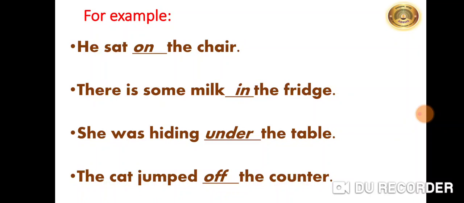Next, she was hiding under the table. Pronoun, that is she, is related to where she was hiding, under the table. So the word under is known as a preposition. The next example, the cat jumped off the counter. Again, cat, that's the noun. It's shown in a relationship with how it jumped and where it jumped. The direction shows off the counter. So off again is a preposition.